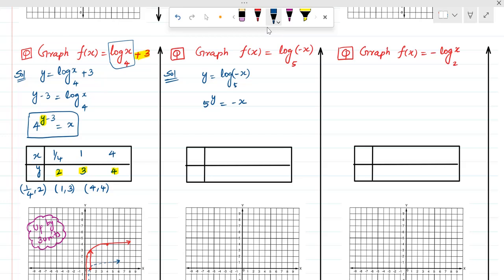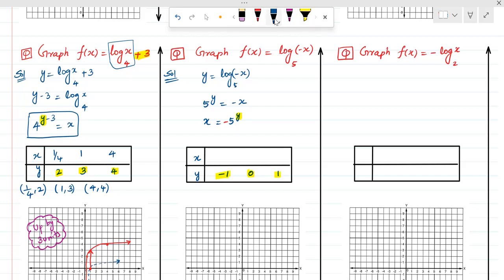Now just multiply by the minus sign here. You will get x equals minus 5 to the power y. This is the x value, this is the y value. I just substitute the values of y as minus 1, 0 and 1. So what happened here? When I substitute the value here, the minus will be here. Now, when I substitute the y value, what will we get?